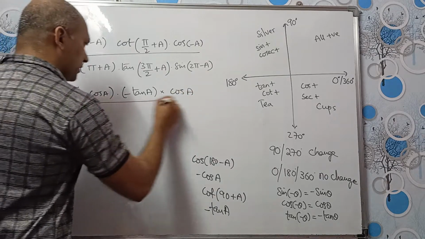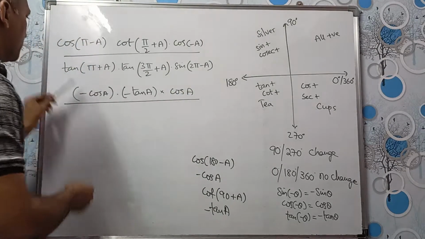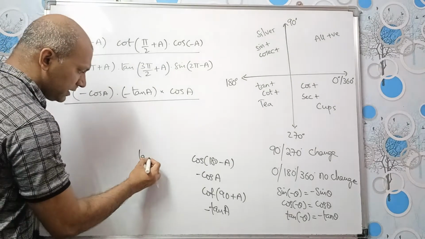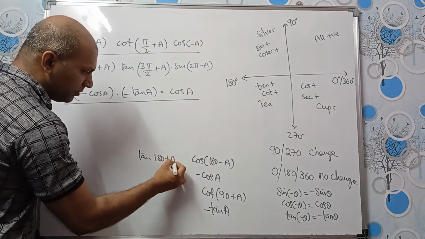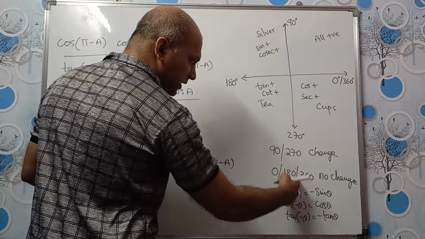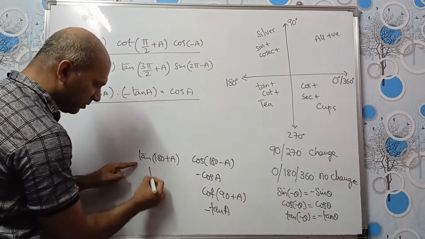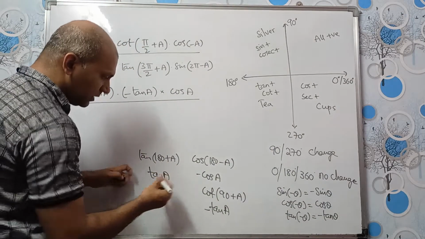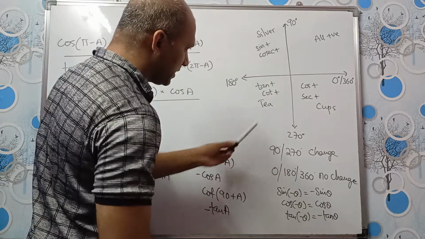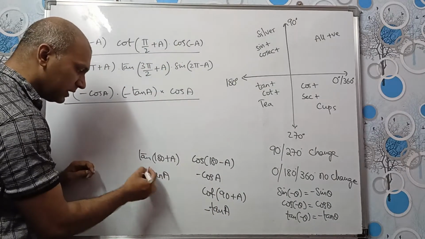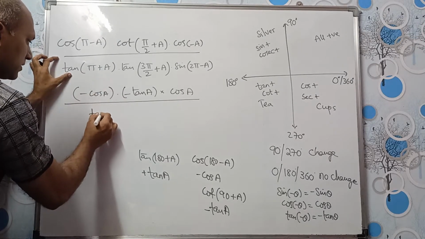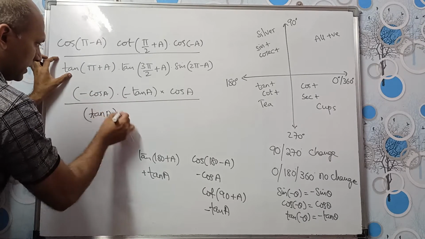Whole divided by tan(pi plus a) now. That is tan(180 plus a). At 180 there is no change, so tan will remain tan, so this will be tan a. 180 plus a is in the third quadrant, and in the third quadrant tan is positive. So tan(pi plus a) is in fact equal to tan a.